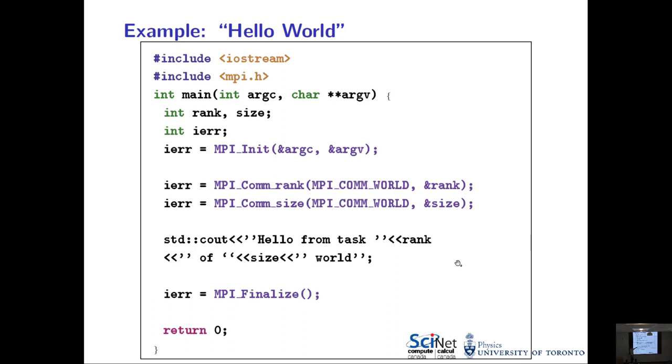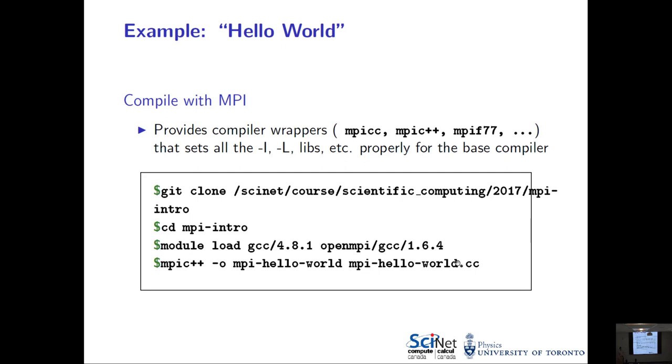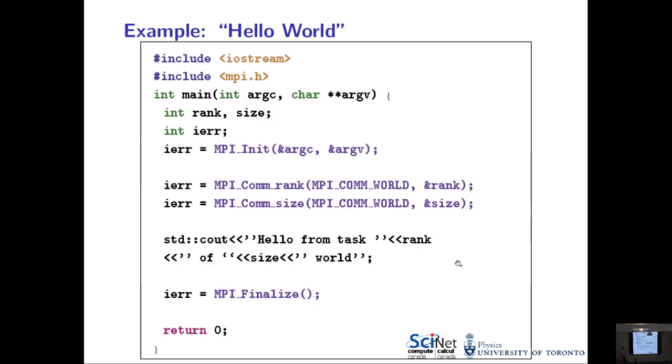I can output it. And then at the very end, when I'm done with all the MPI I've done, I have to call finalize. This is just like cleaning up memory and this type of thing. Okay? So those are the main pieces. And this is going to be the cut and paste you're going to have in every case. It doesn't do much, but it does at least start the MPI library. So that's our Hello World example.